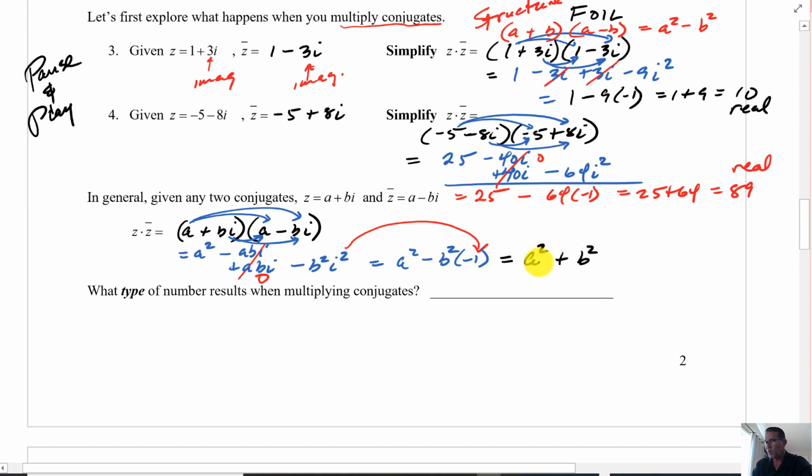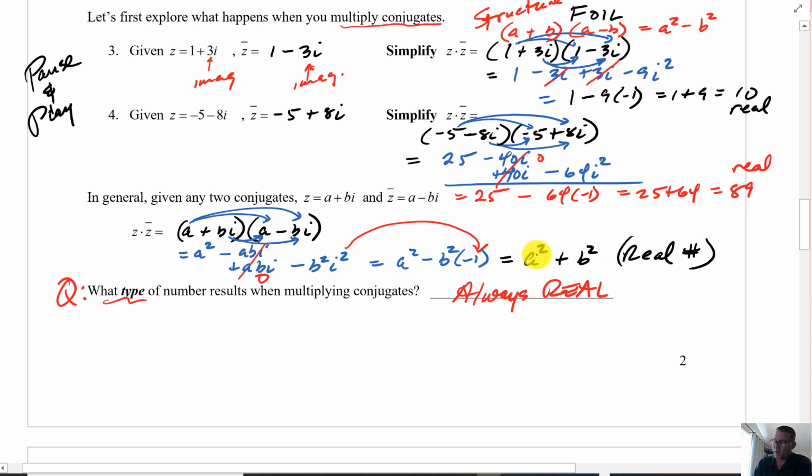And as you guys know, a real number squared plus a real number squared gives you a real number. So this is always a real number, always. The question that I pose to you is what type of number results? Guess what? A squared plus b squared is always a real number. So when you multiply conjugates, it's always real. That's an important fact.